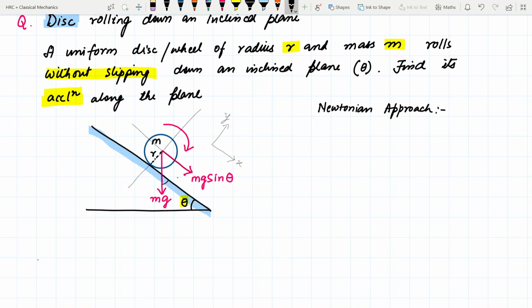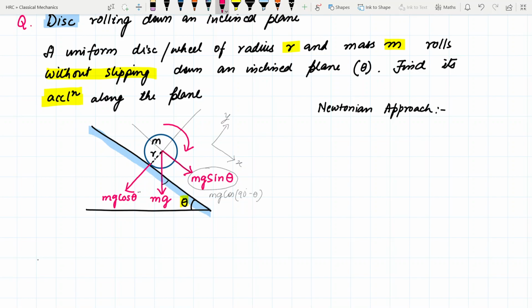So what is this? This is nothing but mg cos(90 minus theta), which is mg sin theta. Similarly, the component acting opposite to the perpendicular direction of the inclined plane, in the negative y-axis, is going to be mg cos theta. These are just components of the force along two perpendicular directions, because the force is not along the x or y axis. So along the x and y axes, I found the forces to be mg sin theta and mg cos theta in the negative y-axis.